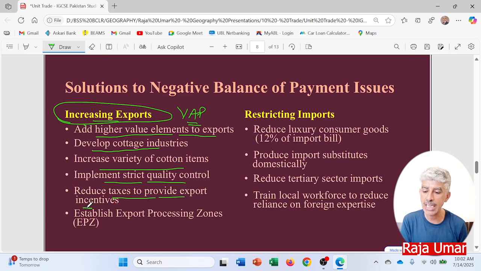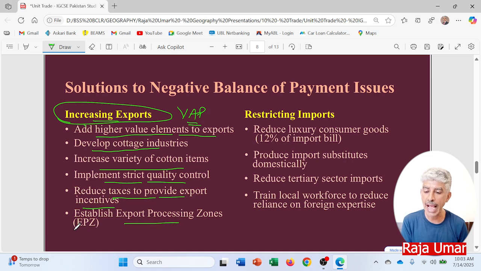Reduce taxes to provide export incentives. As I told you, whenever the higher taxation is there on the export products, the cost of production increases and Pakistan is unable to export those products to the other countries. So if the taxes are reduced, definitely this would be a greater incentive to the exporters, and they would be producing more, and this would be decreasing the cost of production, and that would be increasing the exports, and that would benefit all, not only the exporters but the country as well.